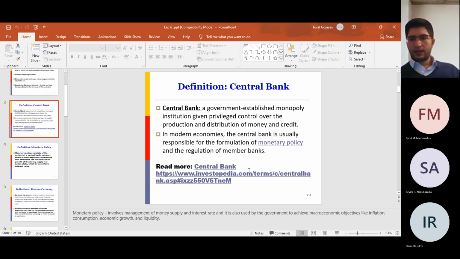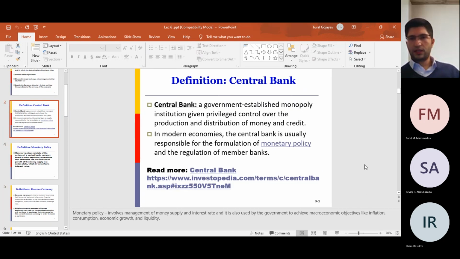In the beginning, let's just start with a definition. Let's define the role of the central bank. Of course, the central bank is a government-established monopoly institution. It regulates and manages the monetary policy of the country, of the government. This is an institution given privileged control over the production and distribution of money and credit. And this central bank is responsible for the formulation of monetary policy.